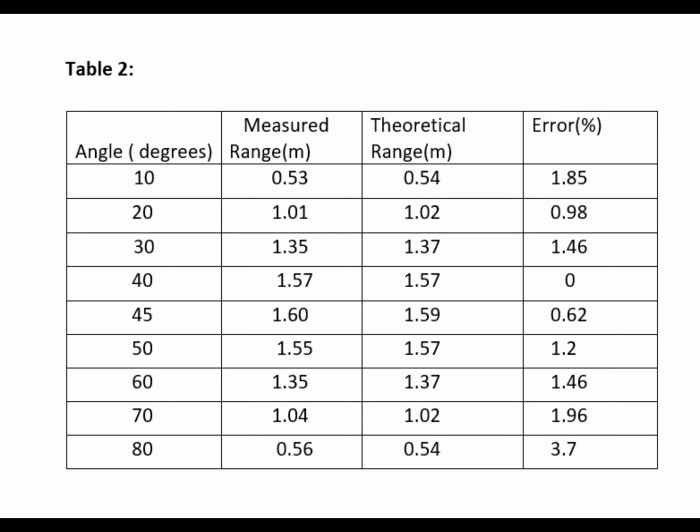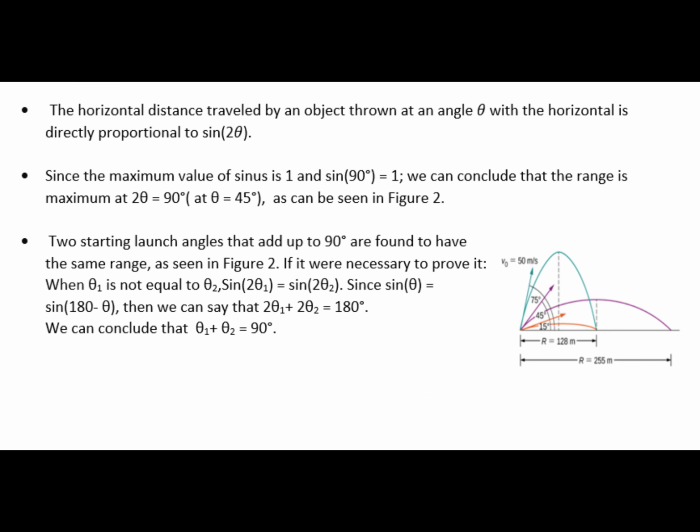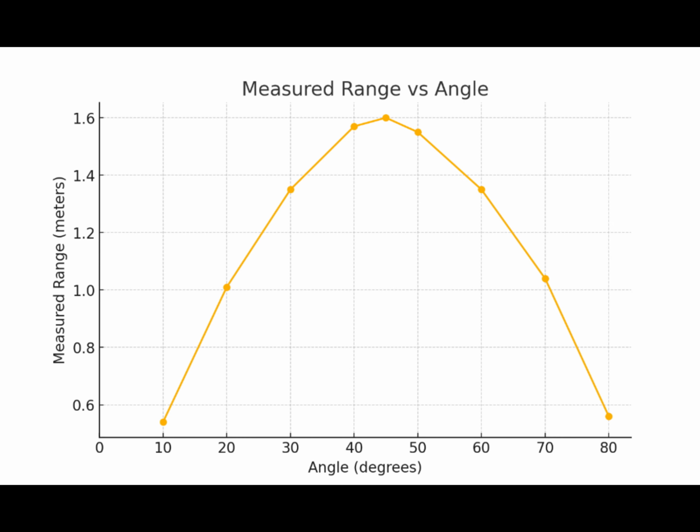When we looked at the table I created based on my data, I calculated the theoretical values with the muzzle velocity that I found. And the error between the measured values and the theoretical values was minimal and the experiment was successful. What I wanted to show was that the angles that complement each other at 90 degrees have the same range and the maximum range is measured at 45 degrees.